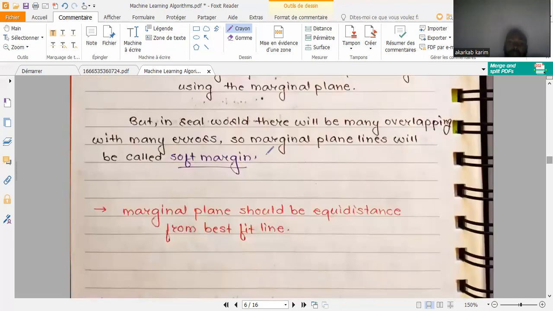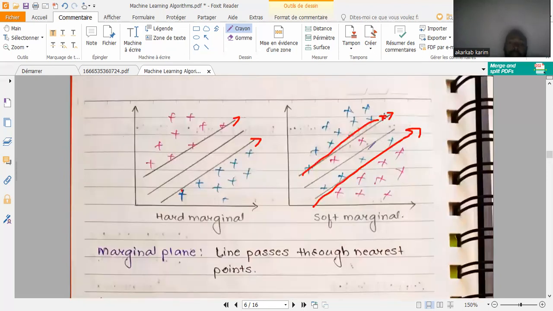But in the real world, there will be many overlapping points, many errors. So this marginal plane will be called soft margin. In soft margin here we have overlapping. I mean, we have some points for this class or for this cluster here, and we have some points for this cluster here. That's what's called overlapping. We have errors. All these points here are errors, and all these points are also considered errors.